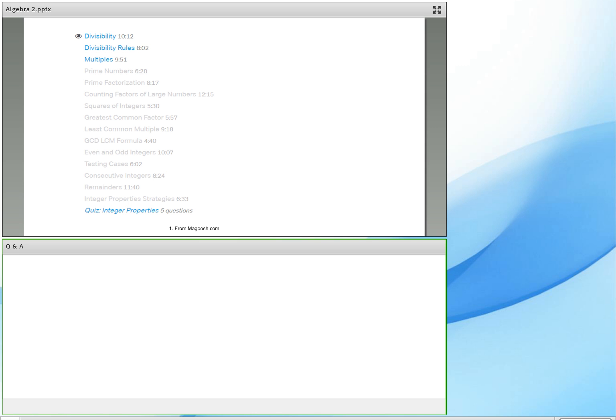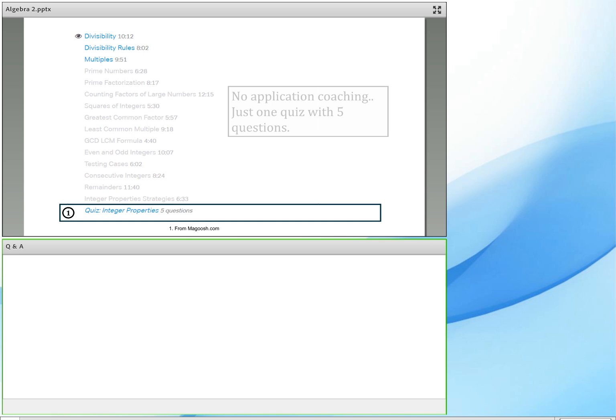And again, when you compare this to the Magoosh offering, what you're going to find is that there is no application file. There's just one quiz with 5 questions. Again, you don't see the score. The goal over here is not to give you feedback, but just to give you practice. And this practice is common not just to divisibility and remainders, but also to primes, also to GCD and LCM, and testing cases.